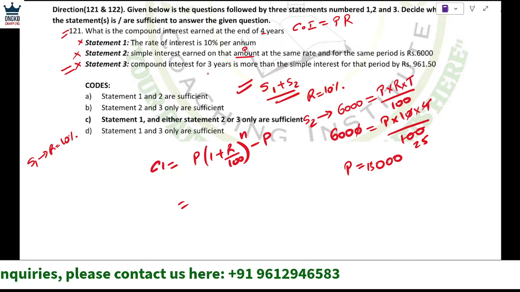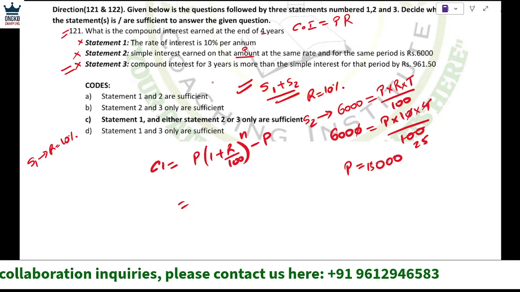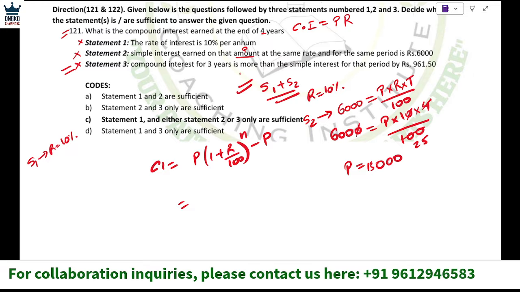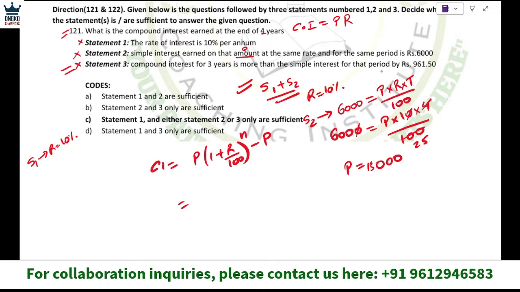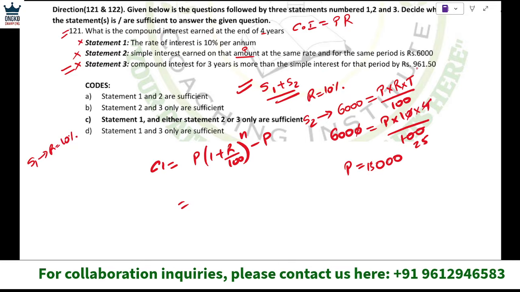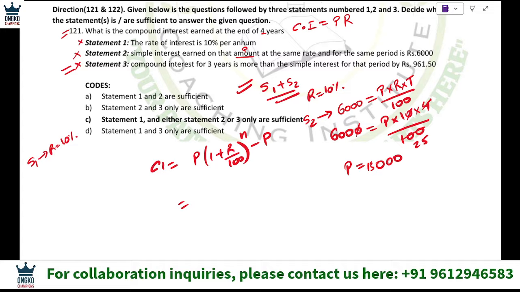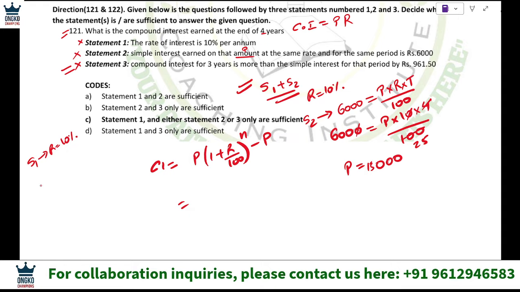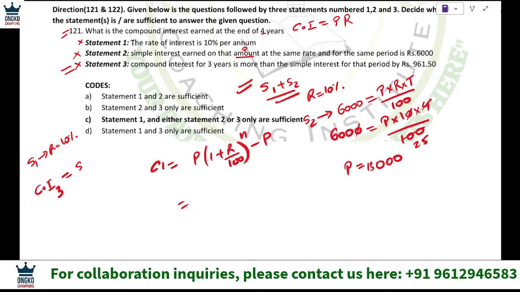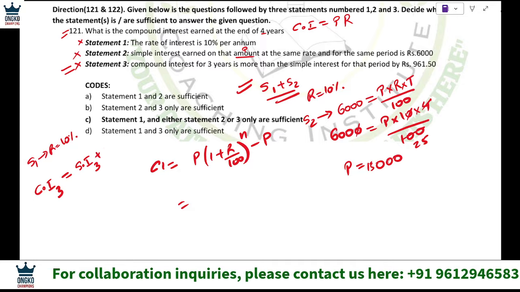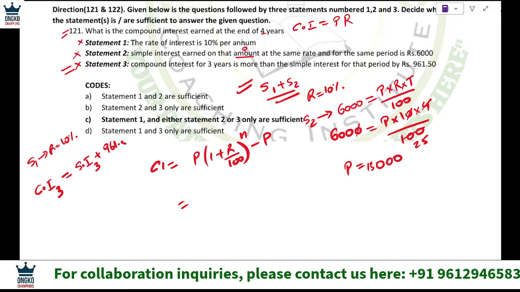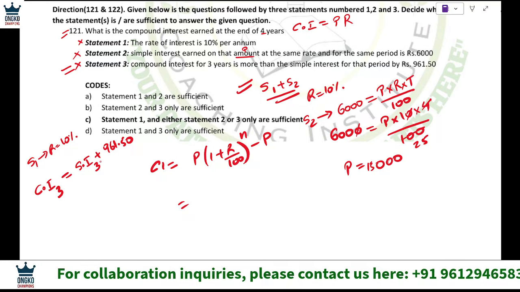Statement 3: the compound interest for 3 years is more than the simple interest of that period by this much. So as per the question, the compound interest for 3 years is equal to the simple interest for 3 years plus 961.50.